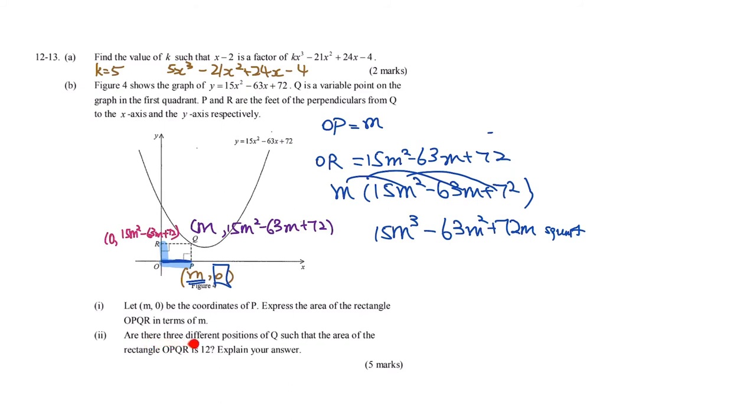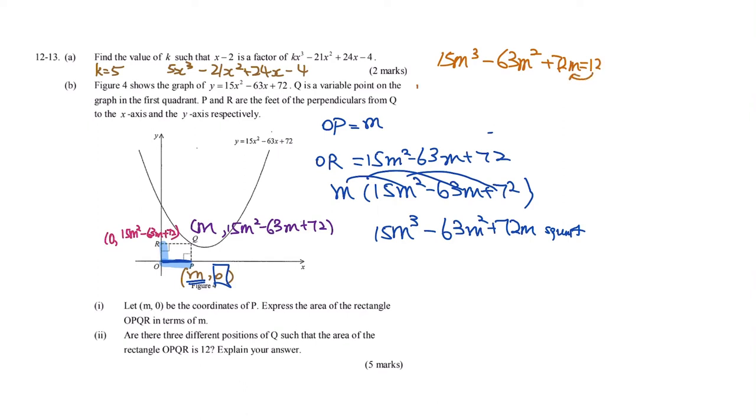And then how about the second part of B? Are there three different positions of Q such that the area of the rectangle OPQR is 12? For such a question, they are actually asking, are there three different solutions if this area is 12? So we just follow their words. This area equals 12, and what do we get? 15m cubed minus 63m square plus 72m equals 12.